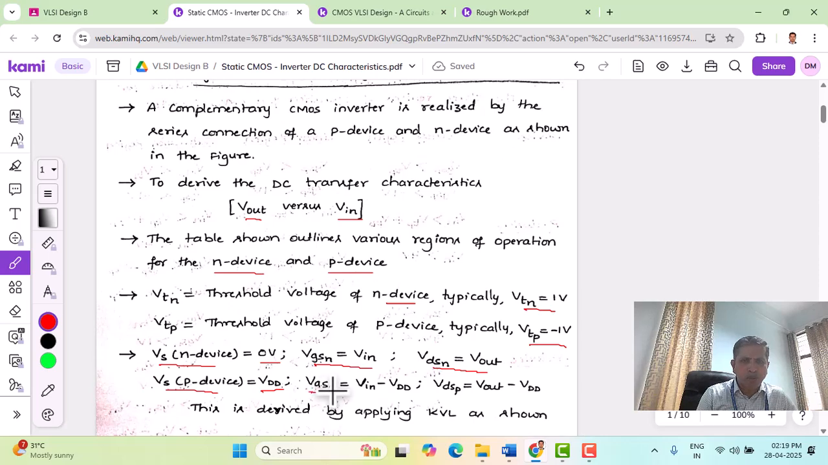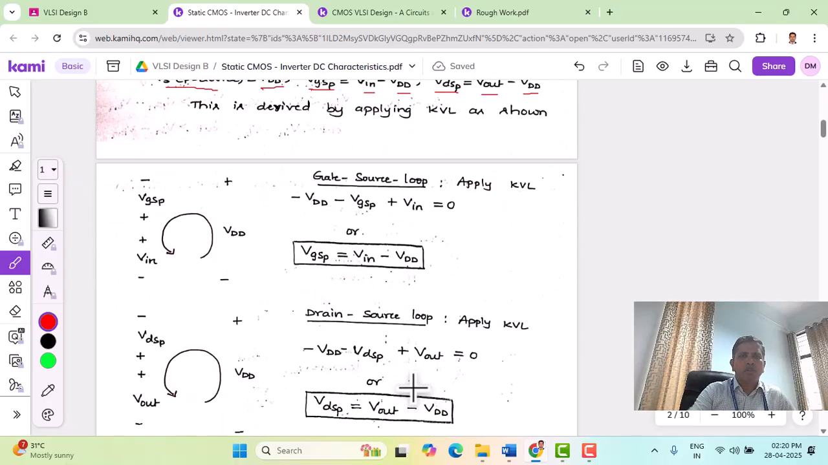Gate to source of PMOS device equals input voltage minus VDD. We will show the derivation of this expression a couple of seconds later. And drain to source voltage of the PMOS device equals Vout minus VDD. So we have written here direct expressions, but we are going to show it shortly. These expressions shown here, namely the VGSP and VDSP, are derived as follows.